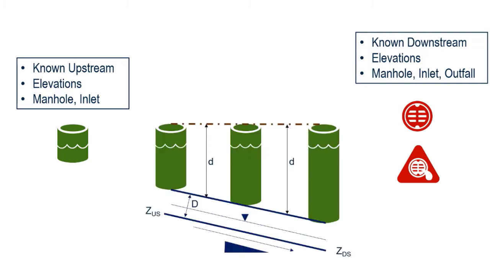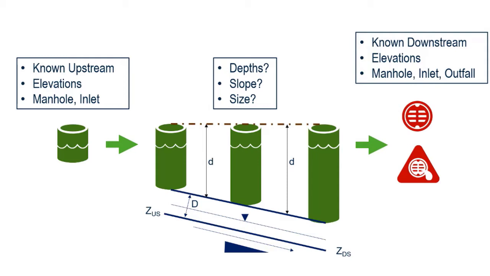So between these two points you need to design the system. For all these intermediate manholes or inlets, we need to have the design parameters such as depth, slope and size. So the software will design the system and give you the results for these values.